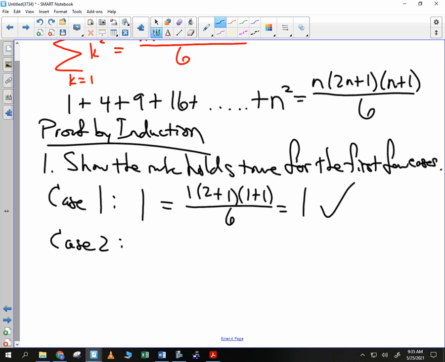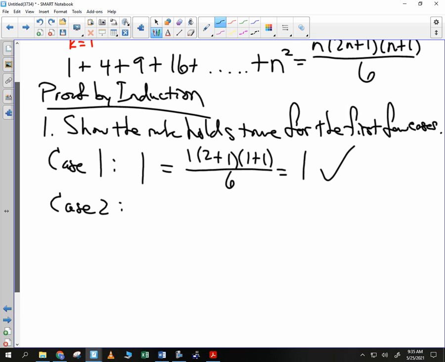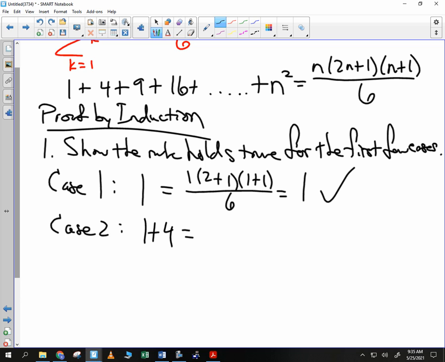It works for case 1. So what do I write for case 2? 1 plus 4. Now we're going to add up the first 2 perfect squares. And what does 1 plus 4 add up to? 5. What do I plug in for n? Do I plug in 1 or 4 or 2 for n? 2, because it's the second case. We've added up 2 things.